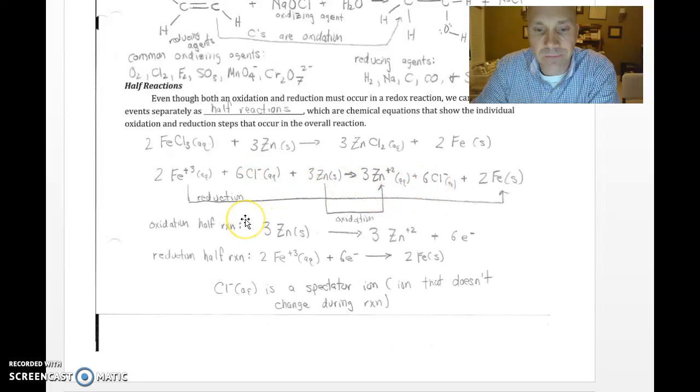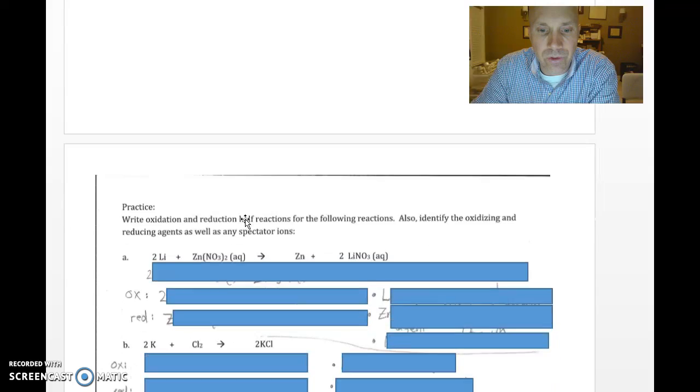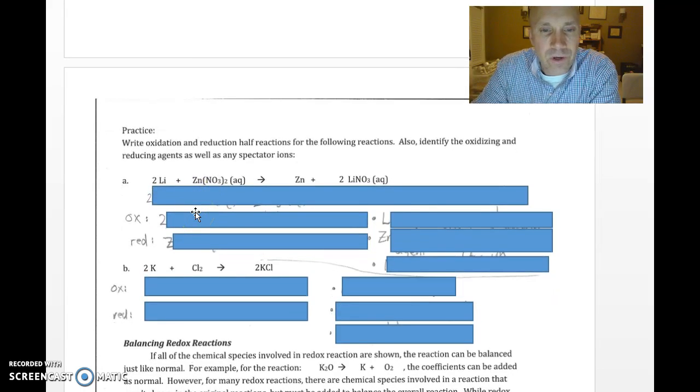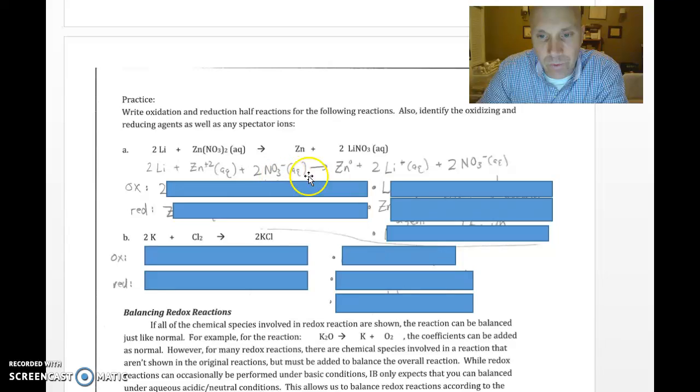All right. So let's give this a little practice. In this practice, I want to encourage you guys to pause the video and see if you can figure things out for yourself. All right. So the first reaction that we're going to do is lithium plus zinc nitrate going to zinc plus lithium nitrate. So again, what's the first step? We need to separate our aqueous ionic compounds into its separate ions. That would give us this.